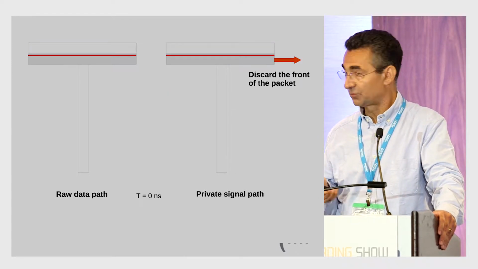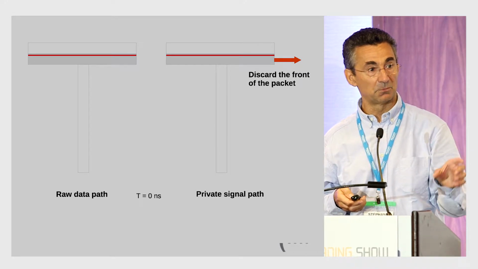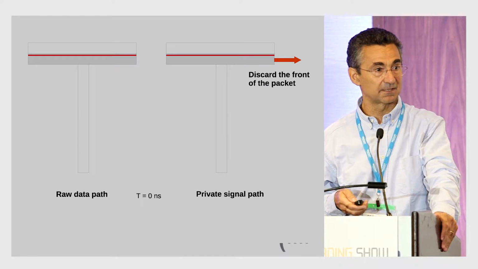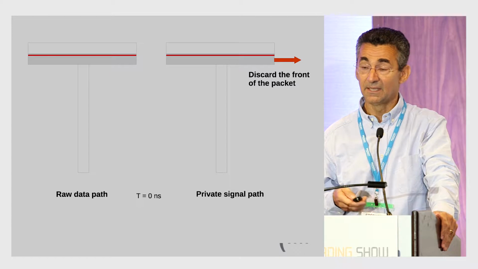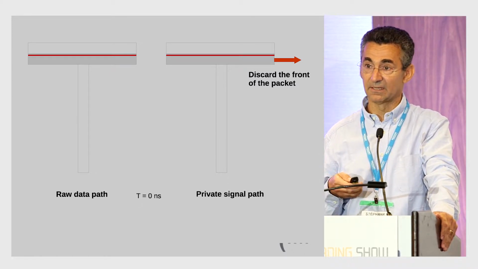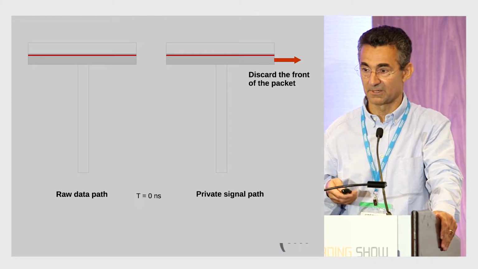So when it hits the switch, on the left side, you will want to fill the small pipe with all the first gray thing in the packet that is of no interest to you. You're waiting for the red thing. And on the right side, you will discard the gray thing and wait for the red thing and send it right away.